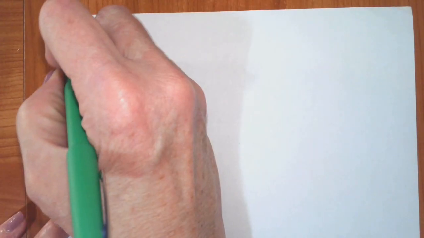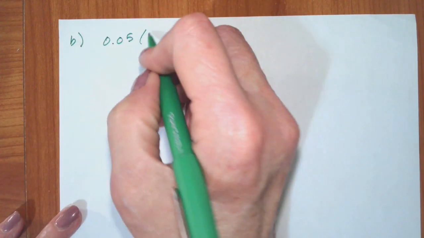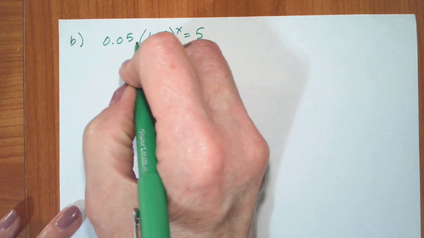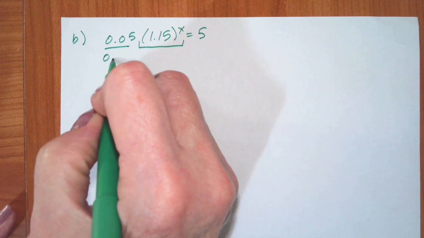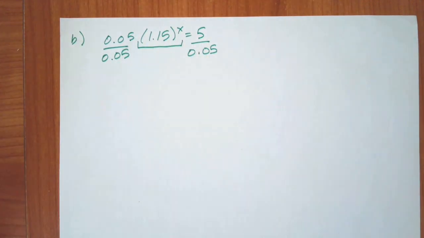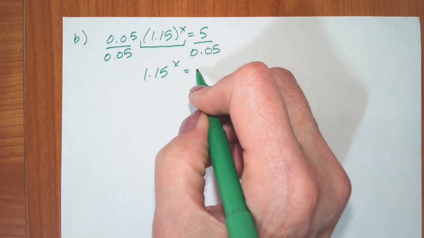Okay, for B, we have 0.05 times 1.15 to the x is equal to 5. Again, this is what I want by itself, so I'm going to have to divide by 0.05. And let's see, 5 divided by 0.05 gives me 100. So 1.15 to the x is equal to 100.